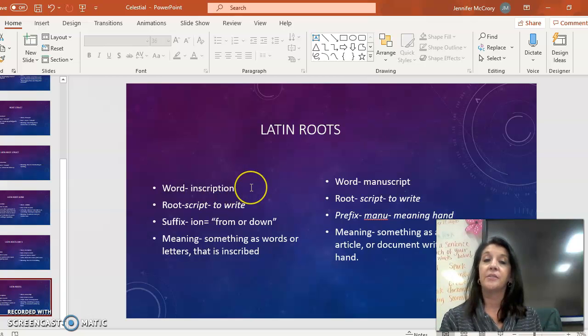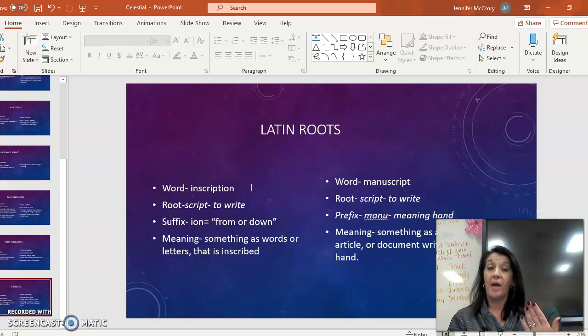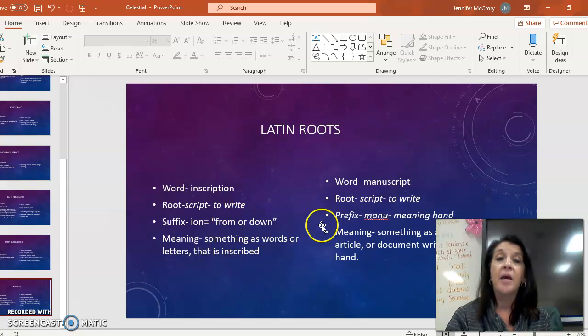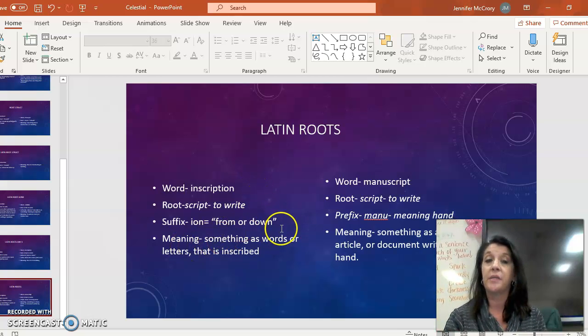Very good. Did you write down script? Fabulous. And did you know and remember that script meant to write? Very good. And did you also see that, again, here we have that ION. It keeps popping up this week, and it means from or down. So I know that I can put together this meaning that it's something as words or letters that may be inscribed or written down. All right, very good. I'm so proud of you. Let's take a look at our last word, manuscript.